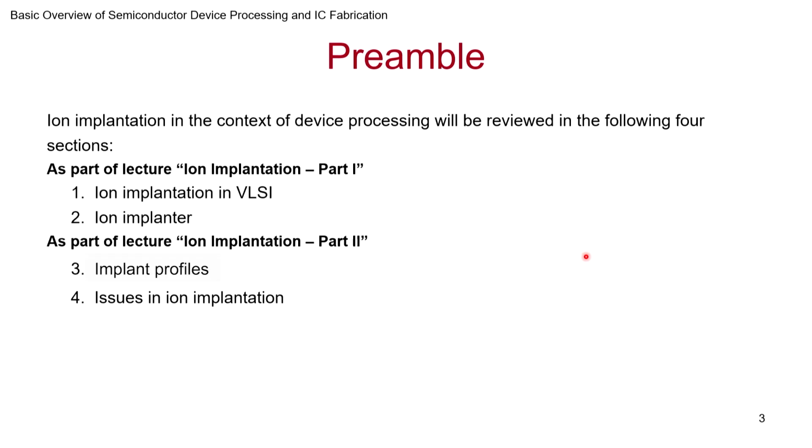This is the overview of the discussion on ion implantation that we are having. In the first part, we talked about ion implantation in the context of VLSI, where it is useful and why we need to learn about it. Then we saw a glimpse of the ion implanter, what is involved in building it and how it operates. Today we look at two broad topics, certainly not exhaustive about all of ion implantation, but at least some of the key aspects that it will be helpful for you to know.